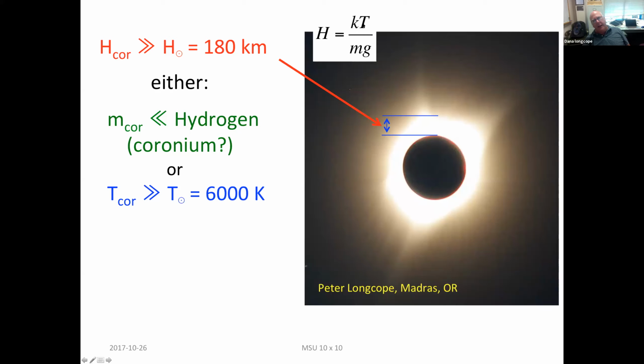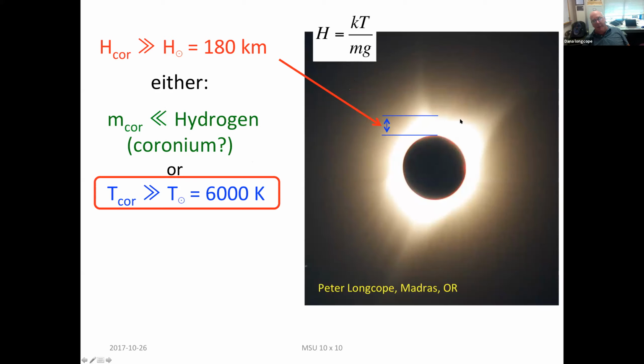And here's the scale height. The 2 things we could imagine changing are the temperature or the mass. And for a long time, let's say all through the 1800s, nobody knew which of these 2 things was different in the corona. We now know that it's actually the temperature. But at the time, does anyone know the story of coronium?